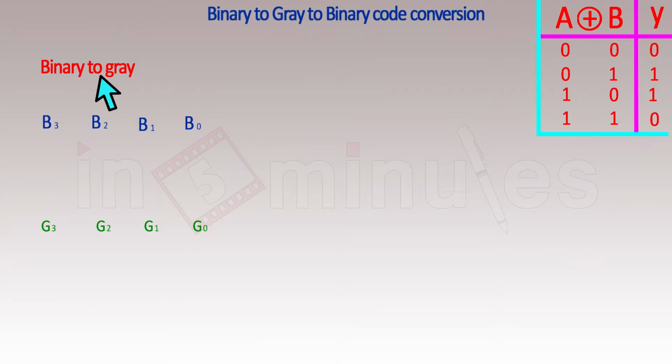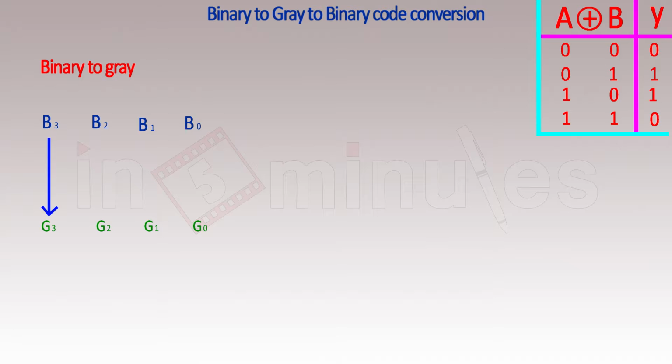So let us start with the binary to gray code conversion. Here is a 4-bit binary code, that is B3, B2, B1, B0, which is converted into a 4-bit gray code G3, G2, G1 and G0. The first bit, while converting binary to gray, is taken as it is. So the G3 bit will be the same as that of B3. So I will write G3 as B3.